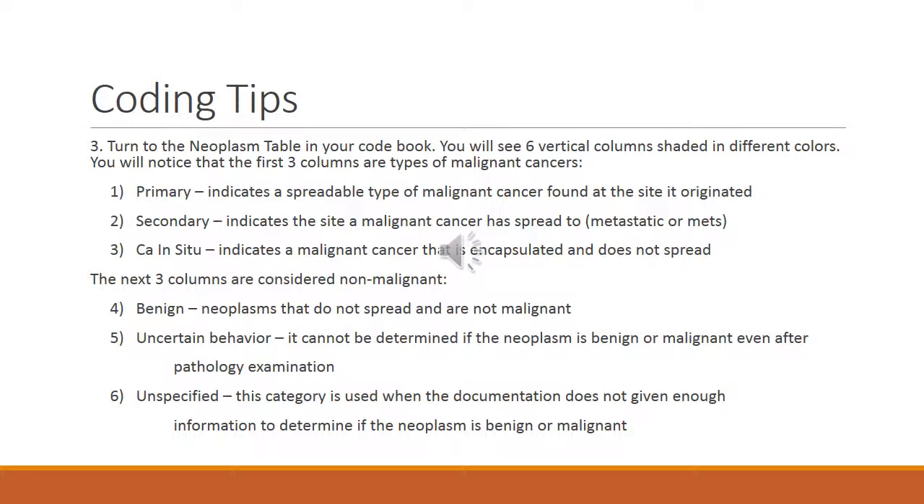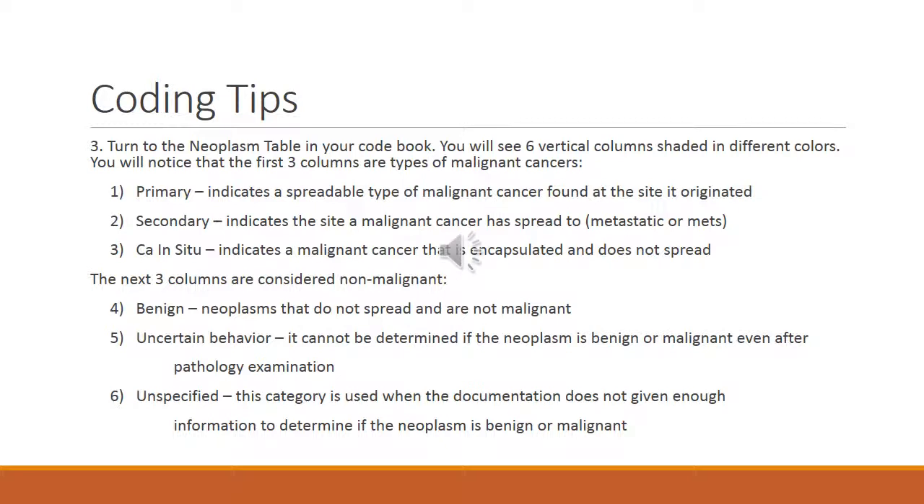The second column is for secondary, which indicates the site a malignant cancer has spread to, metastatic or METS. The third column is cancer in situ, which indicates a malignant cancer that is encapsulated and does not spread. Now the next 3 columns are considered non-malignant. The fourth being benign, which are neoplasms that do not spread and are not malignant.